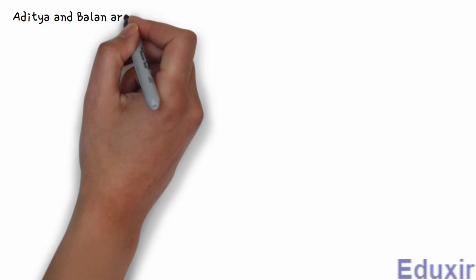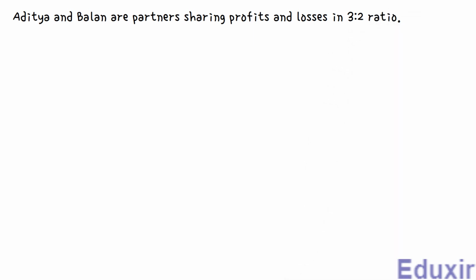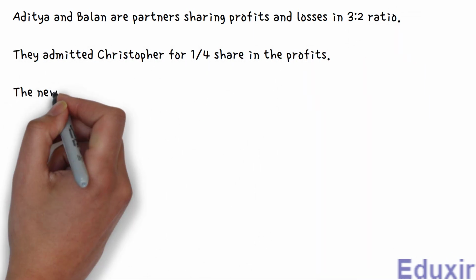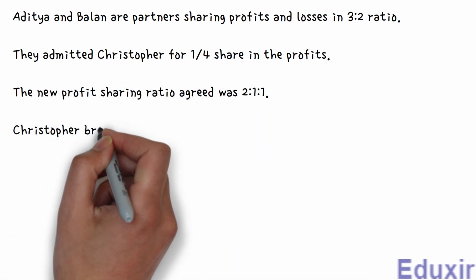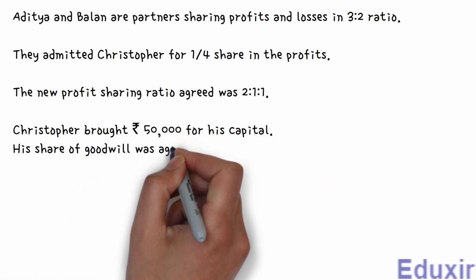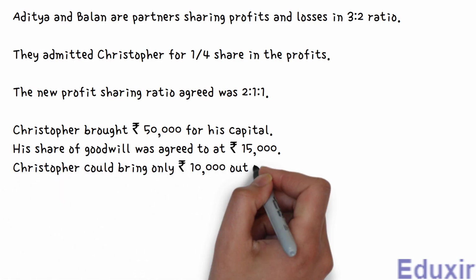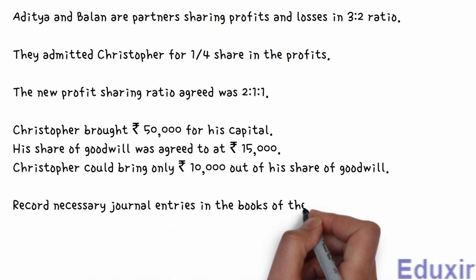Aditya and Balan are partners sharing profits and losses in 3:2 ratio. They admitted Christopher for 1/4 share in the profits. The new profit sharing ratio agreed was 2:1:1. Christopher brought 50,000 rupees for his capital. His share of goodwill was agreed to at 15,000 rupees. Christopher could bring only 10,000 rupees out of his share of goodwill. Record necessary journal entries in the books of the firm.